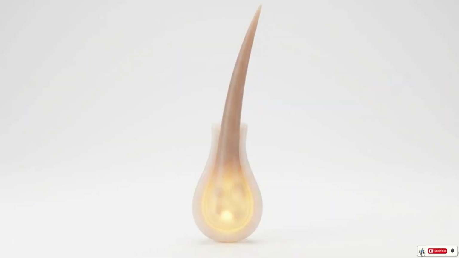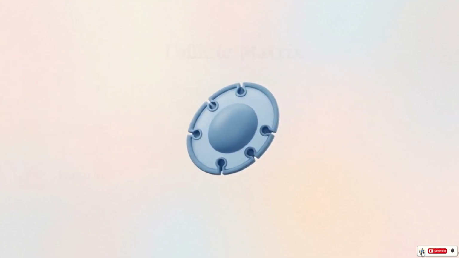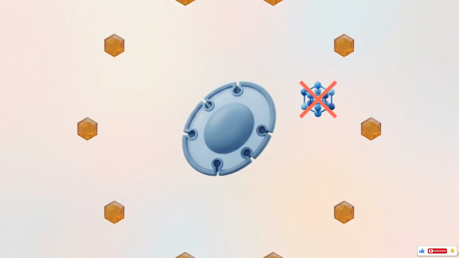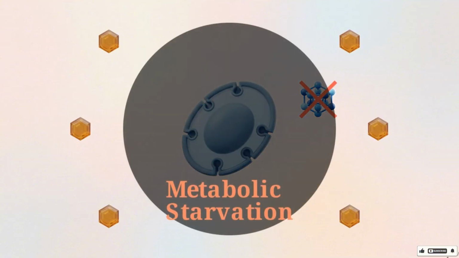To reverse the damage, we have to look at how hair follicles produce energy. Unlike most cells in the body, which can switch between burning fats, ketones, or glucose, the hair follicle matrix runs almost exclusively on glucose. When insulin resistance occurs, the signaling pathway that allows glucose to enter the follicle cell remains blocked. This creates a metabolic starvation state where the follicle is surrounded by fuel it cannot access.